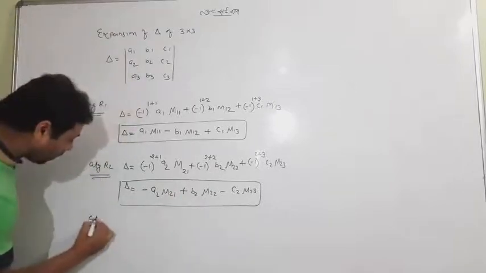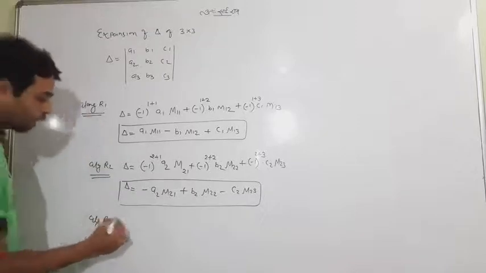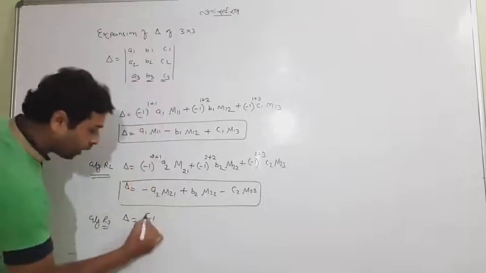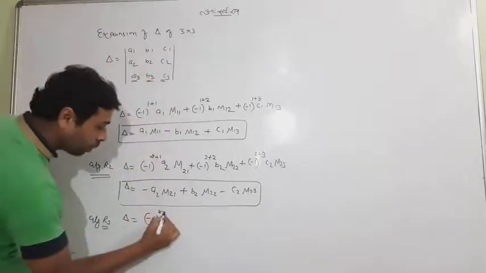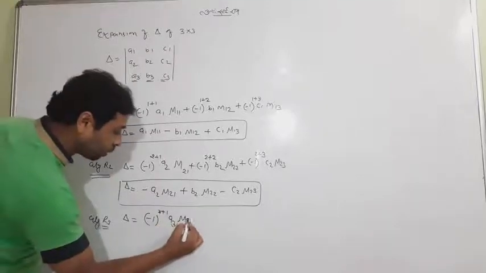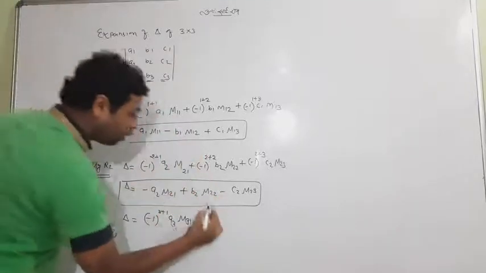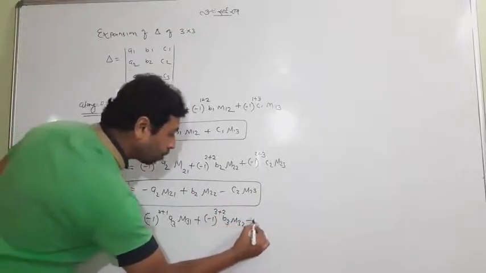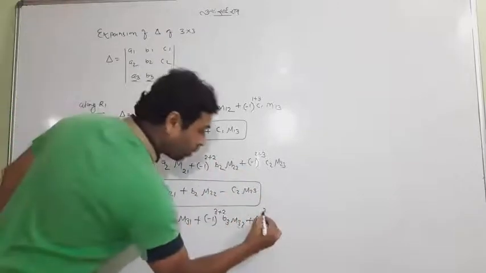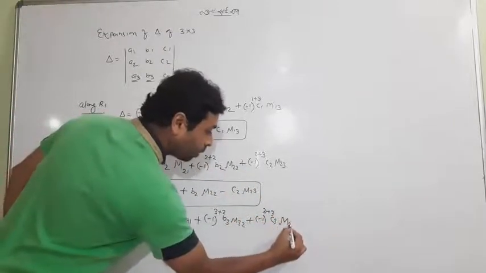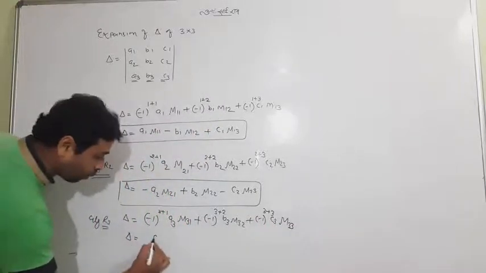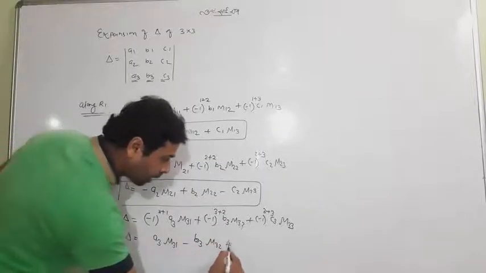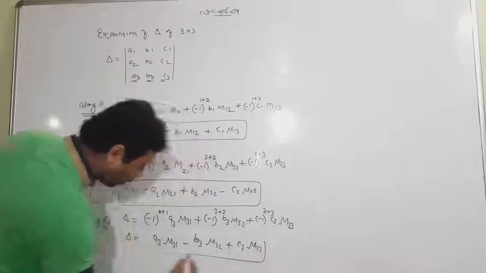Now if I find along R3, what comes? Minus for the third, quickly see, minus 1 to the power, it is third row and first column, 3 plus 1, element itself, its minor. Plus for B3, it is 3 plus 2, element itself, B3, and its minor. And for C3, it is 3 plus 3, element itself and its minor. What conclusion is that? It is a positive sign, a negative sign, and lastly a positive sign. So students, this is along R3.